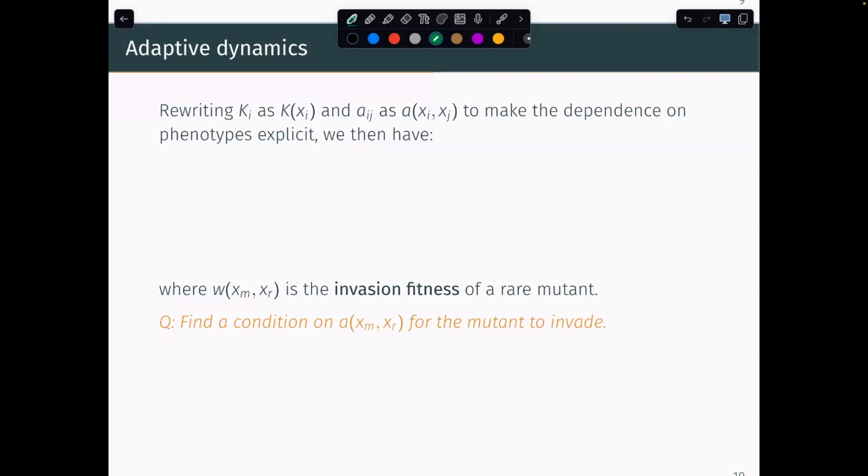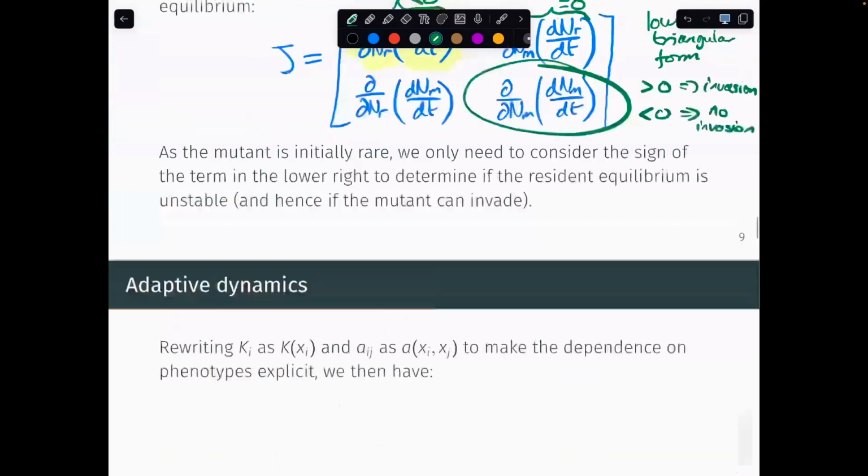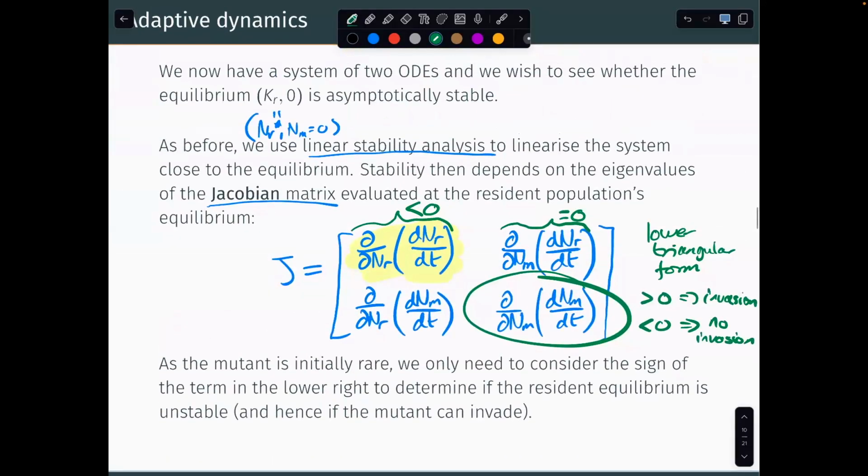Good. Okay, so let's just recap where we were at. We were looking at the invasion dynamics of a rare mutant into this model of intraspecific competition. We just realized by looking at this Jacobian here that we only care about the sign of this term in the bottom right corner. If this term here is positive, then our mutant can invade. If it's negative, the mutant will die out. So this is all we have to worry about when we're figuring out our adaptive dynamics or invasion.